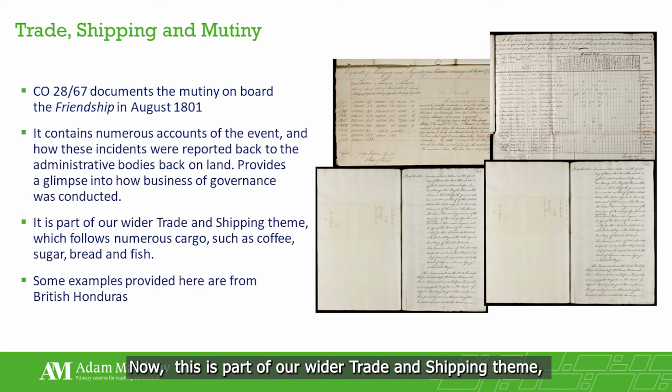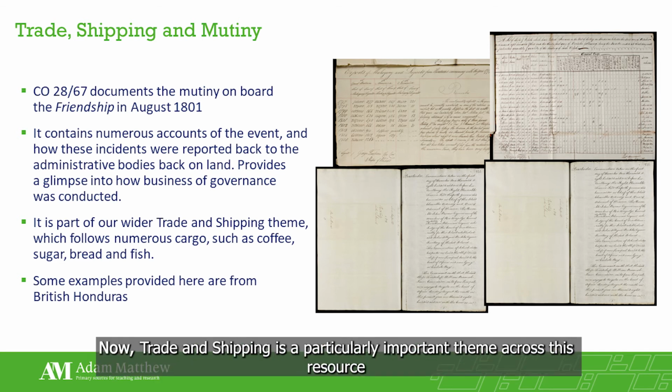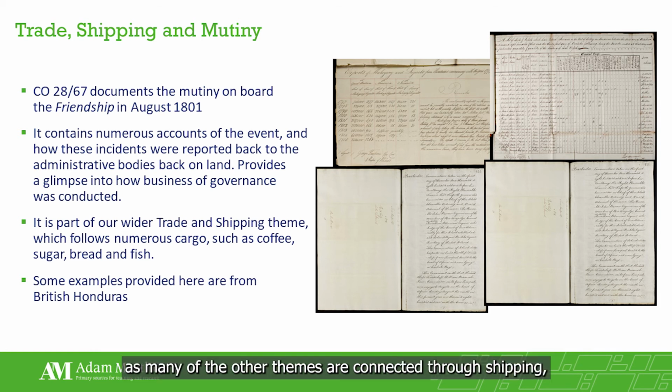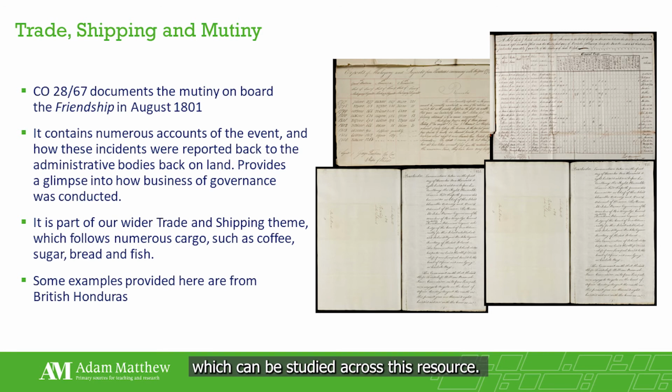Now, this is part of our wider trade and shipping theme, which follows numerous cargoes such as coffee, sugar, bread, and fish. And you can see some examples provided here from British Honduras. Now, trade and shipping is a particularly important theme, as many of the themes are connected through shipping. This is due to the financial benefits Britain gained from its Caribbean exports and the slave trade, which can be studied across this resource.